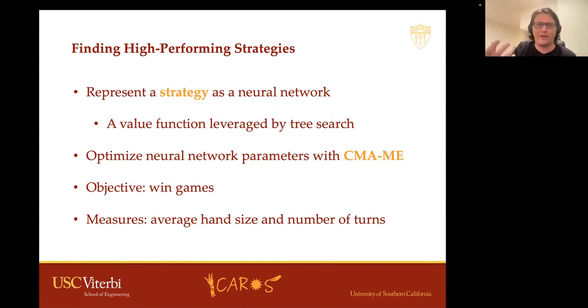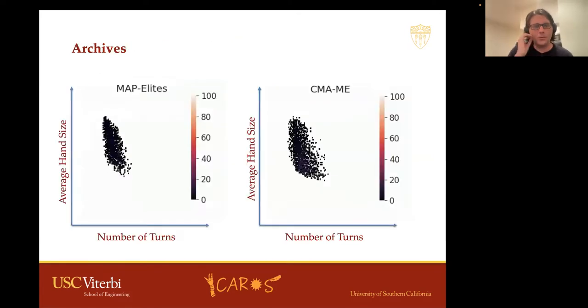Rather than learn a value function that's accurate in terms of the MDP, we just only care if it induces a policy that wins games. And so then our objective is how many games can we win? And then our measures can be things like how big was our hand on average? So are we saving our resources or burning them all at once? Or a measure could be how many turns does the game last? Do we go directly for checkmate, or do we try to extend the game as much as possible? And so with one run of this algorithm, we can basically explore the strategy space and get all different kinds of ways of playing Hearthstone.